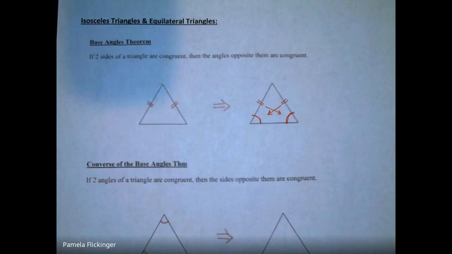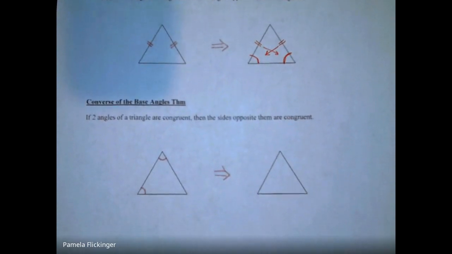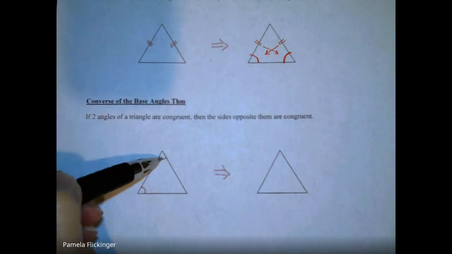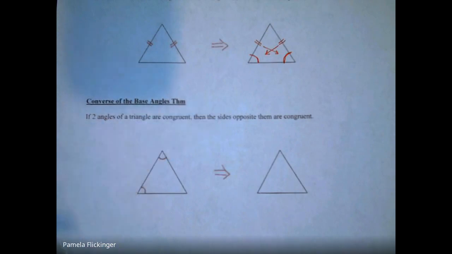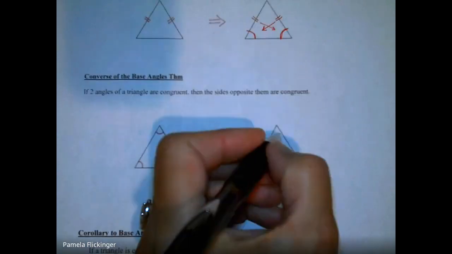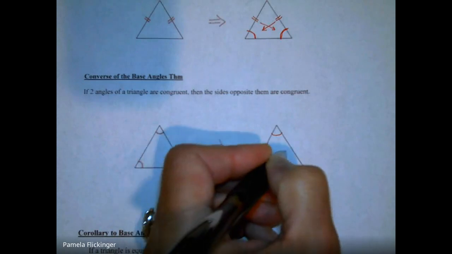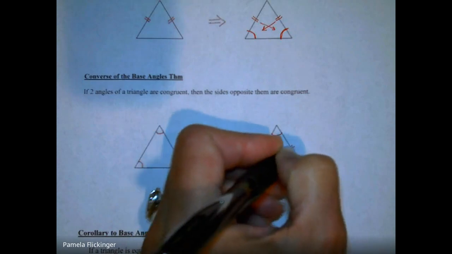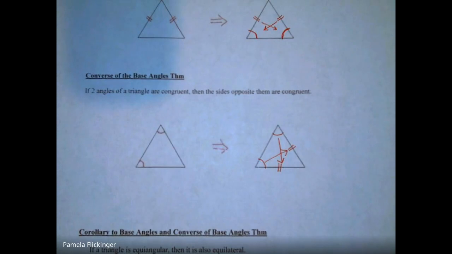Now, the converse of that, which means we're just going to reverse that rule, starts by talking about the angles. So if in a triangle, you know that two angles are congruent, then we know the sides opposite them will be congruent as well. So if I recopy those two congruent angles and I draw arrows to the sides that are opposite those angles, those would be my two congruent sides.